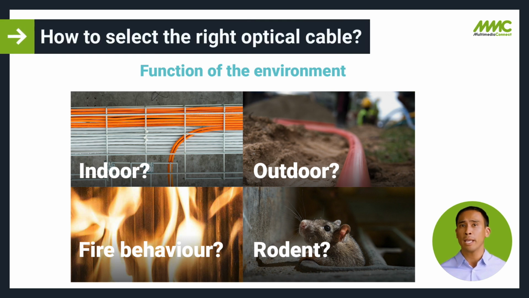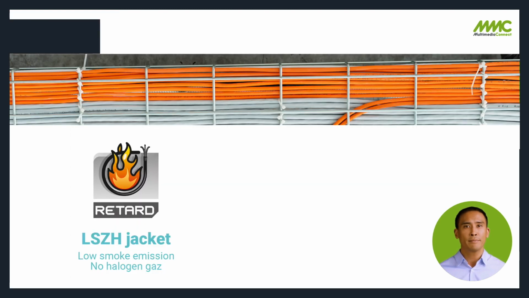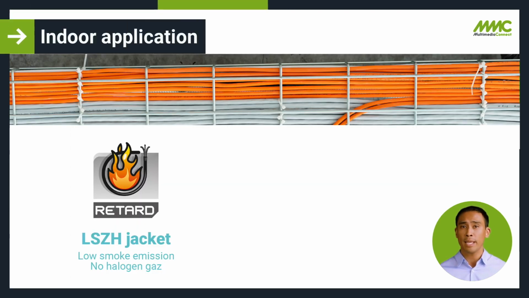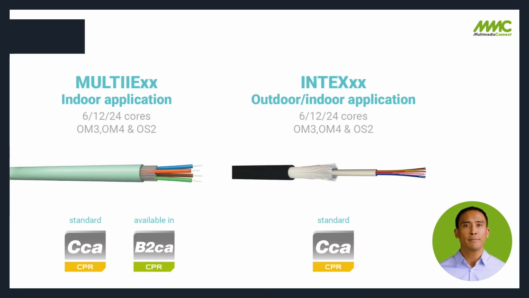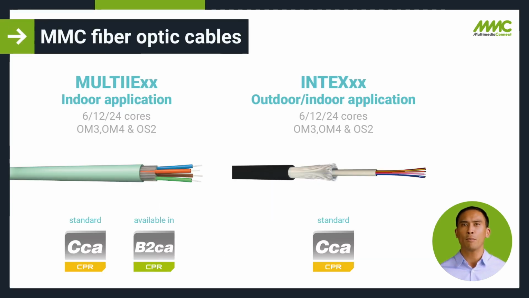The type of fiber cable, namely its construction and outer jacket, will depend on its immediate outdoor environment. For an indoor cable, an LSEH jacket is preferred, that's low smoke, zero halogen, with a low smoke output and no toxicity. We'll also choose CPR levels that are best suited, such as the DCA or even the CCA. Multimedia Connect offers a range of indoor fiber cables that includes the B2CA class.